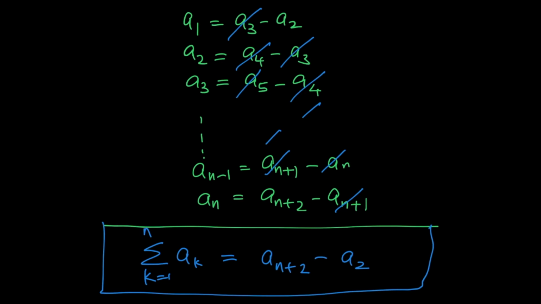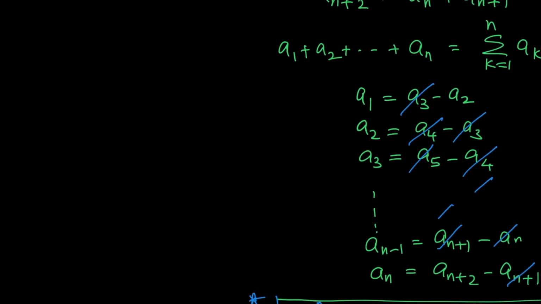So this is another important result. The sum of the first n terms of the recurrence relationship is an plus 2 minus a2. It is an plus 2 minus a2, that is the answer. So that is one way of proving it.